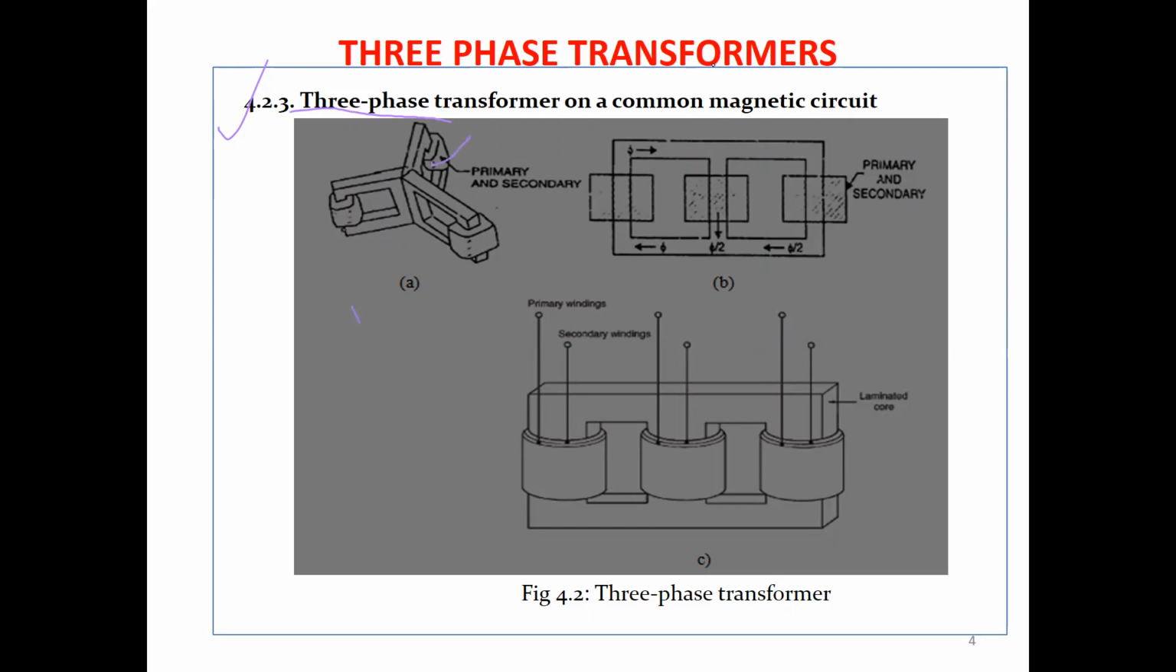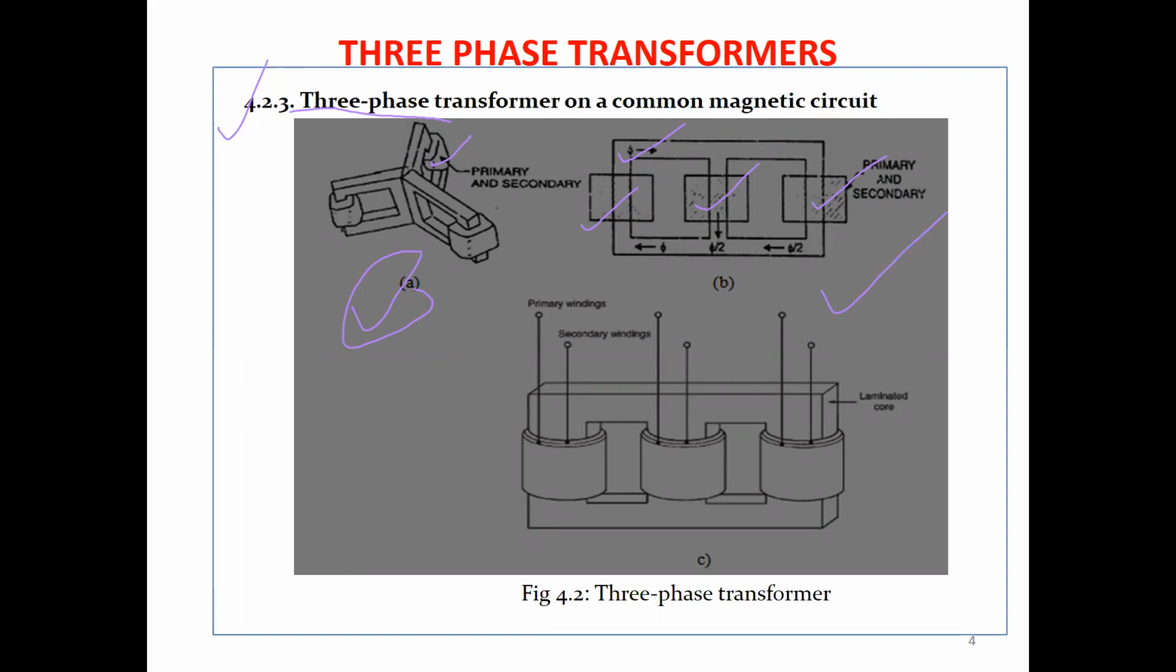This is the first way to connect them on a magnetic circuit. Or when you remove this, this is a diagram of how it looks. So when you simplify it further, this is how it looks. You have flux flowing. You have the first single phase transformer, the second single phase transformer, and the third single phase transformer. So that is the second method, the second way of connecting the three single phase transformers on a common magnetic circuit.